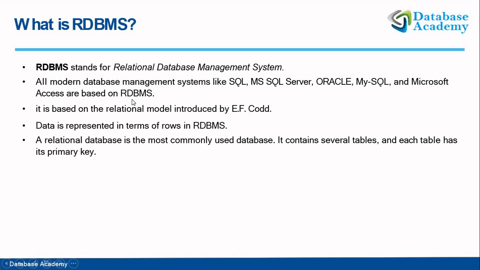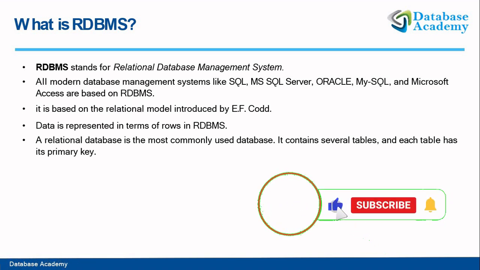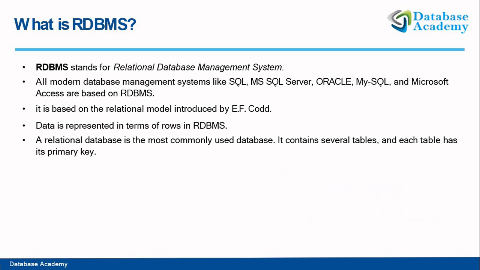So in this RDBMS, what happens? It totally works on the relational model. So we can make a parent table and child table, and we can make a link or relation between both the tables using the primary key and foreign key. Primary key and foreign key we will understand in upcoming videos.